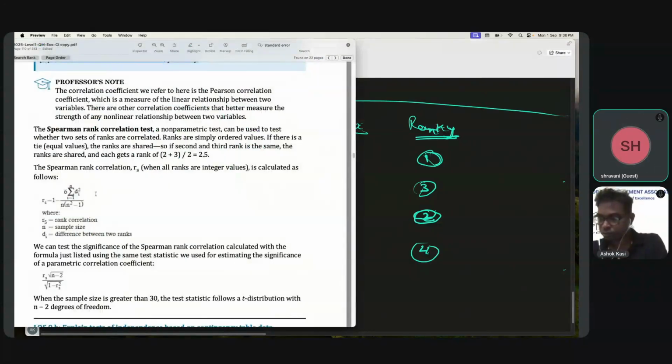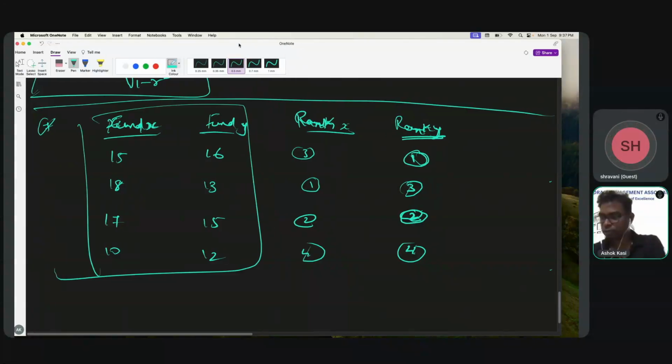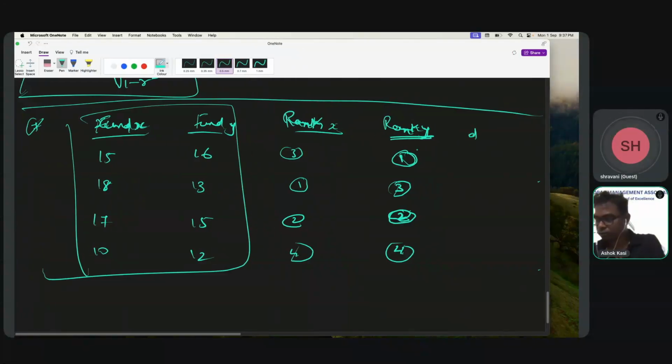Now we want to see if these ranks can be used to test whether two sets of ranks are correlated. So are these ranks correlated or not? In the same way, I'm going to find the difference between ranks. D stands for difference between ranks. So the difference in this case is 2, in this case also 2. It is not -2, just the difference. 0, 0. So what is the difference squared? 4.